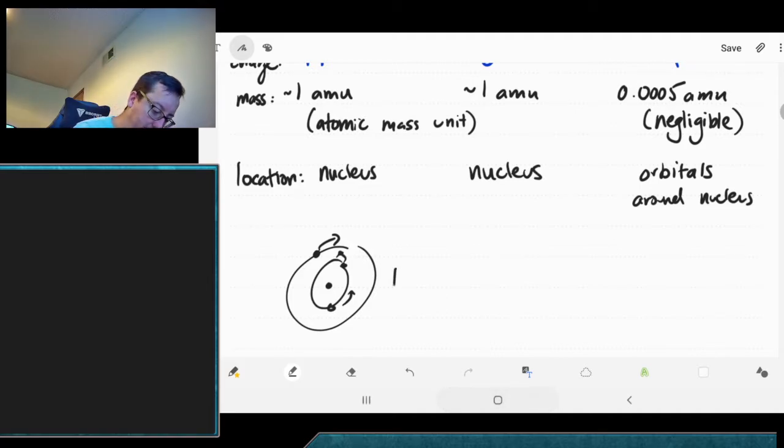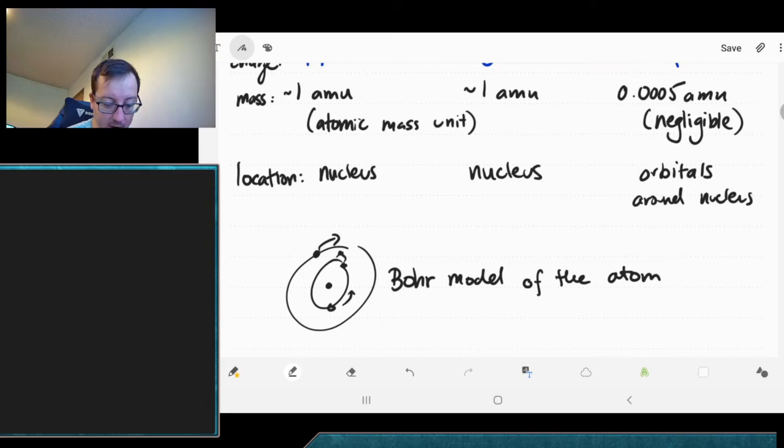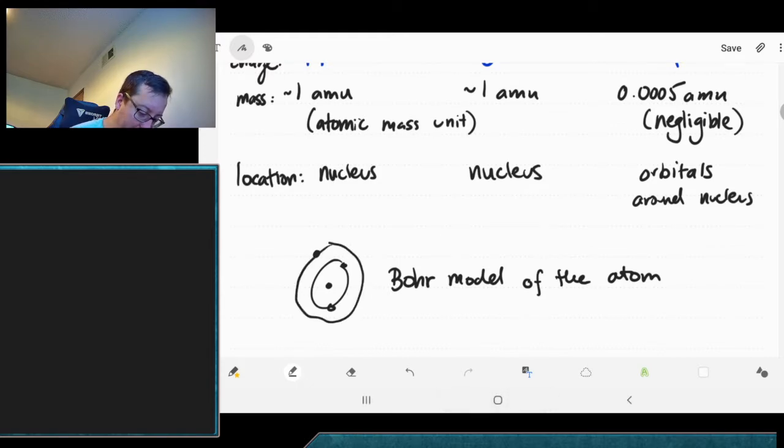This is what's called the Bohr model, and it's largely been replaced by more sophisticated models. I'm going to erase our little arrows here. But for purposes of our first look at atoms, it's a pretty good place to start.